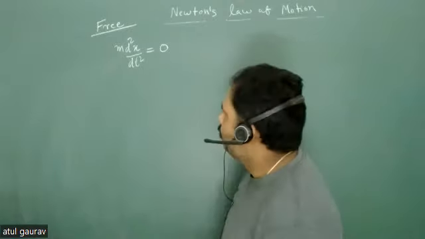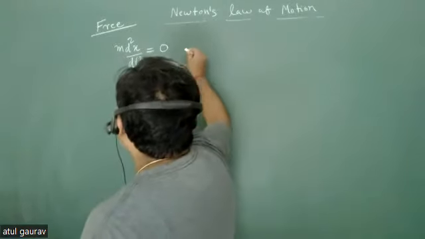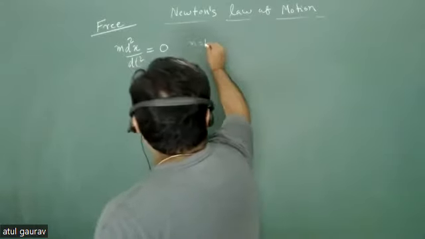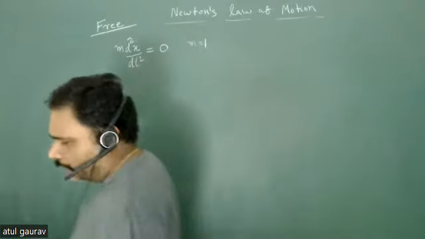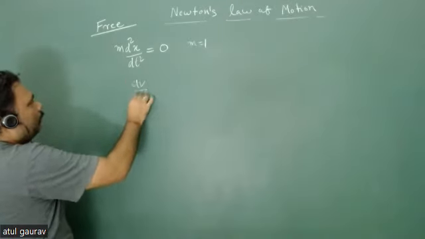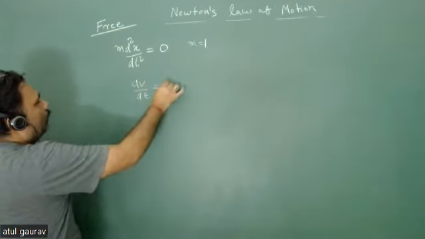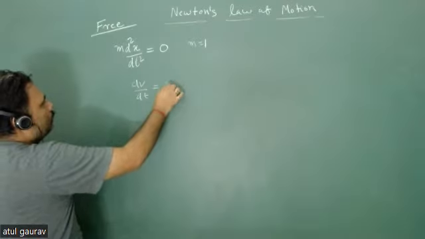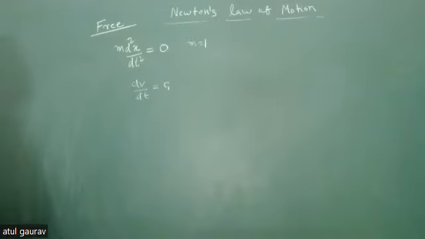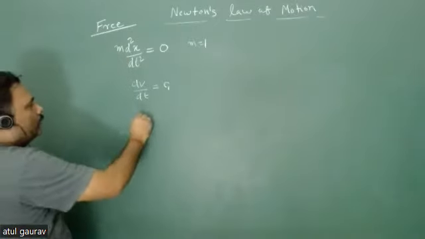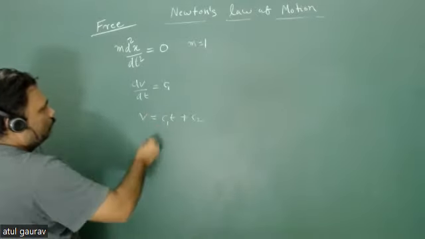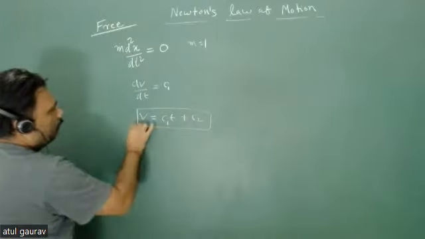So if this is my free particle, then obviously I can think, and I am just choosing m equal to 1 for convenience. Okay? If this is constant, what will happen? dv/dt is equal to what? Some constant, isn't it? dv/dt is equal to some constant. This can be written, and what is your v? c1 t plus c2.